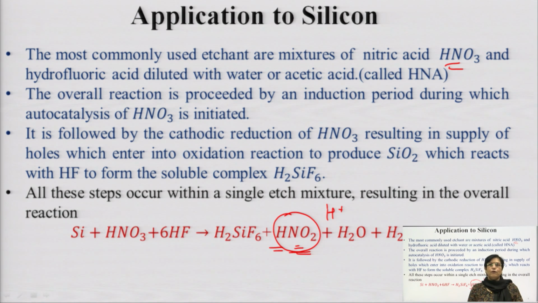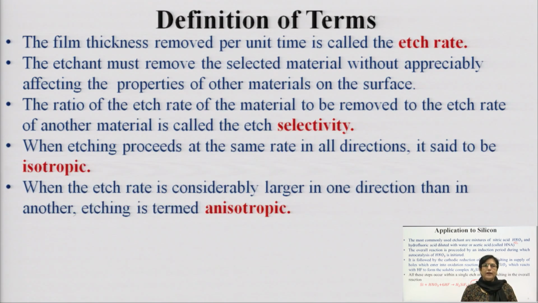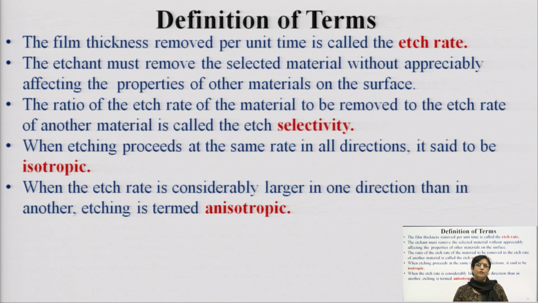It is followed by the cathodic reaction of HNO3, where the supply of holes will enter into the oxygen reaction to produce SiO2, which will in turn react with hydrofluoric acid to form the soluble complex H2SiF6. I told you already, it is the autocatalytic reaction.